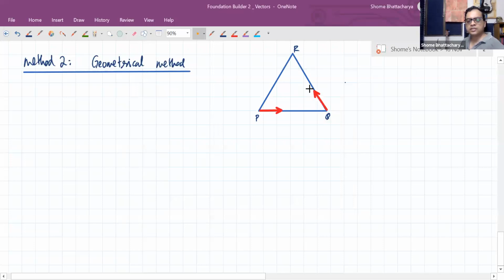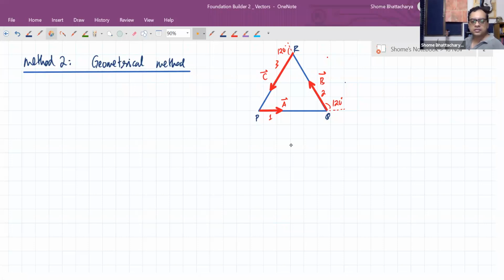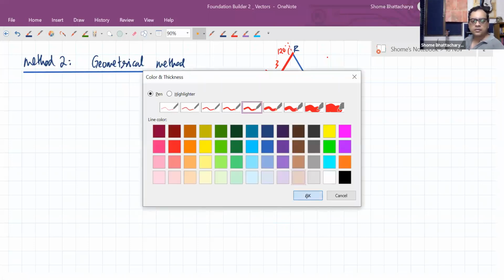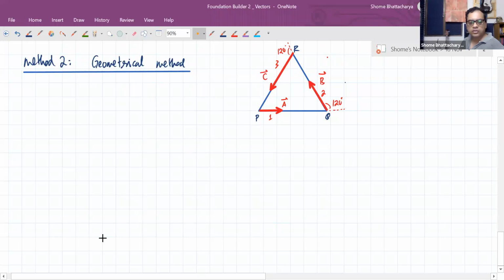So we had vectors A, B, and C like this. So they were of magnitude 1, magnitude 2, and magnitude 3 respectively. But also this angle is 120 degrees, and this angle is 120. So when we use geometry to add these vectors, we have to just draw them head to tail.